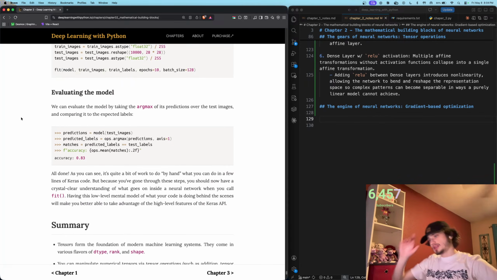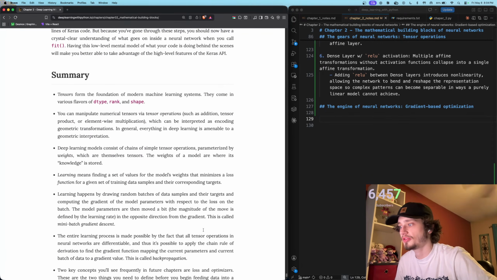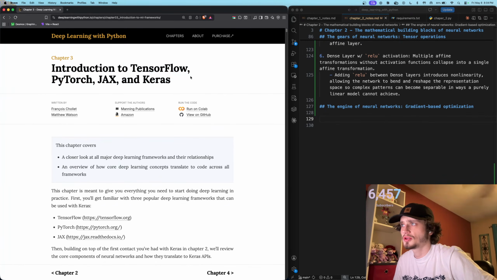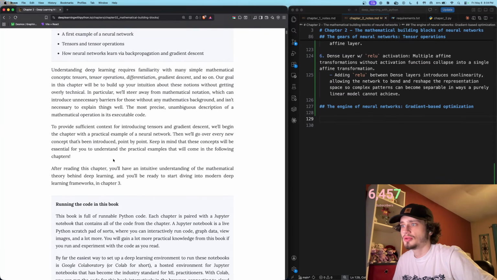We're going to need to honestly take some time, I think, to really absorb this chapter before moving on to chapter 3, because this starts to introduce TensorFlow, PyTorch, JAX, Keras. So we start to abstract, using these libraries over the top of the learning that we did in chapter 2.